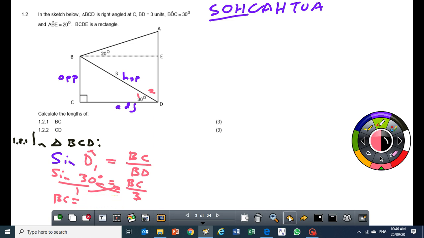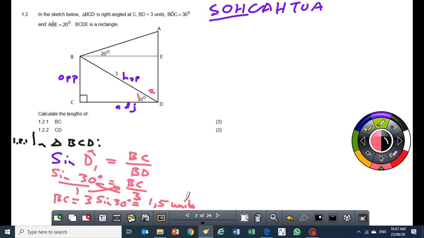So, but I think that's the opposite side. 3 sine 30, and the answer that we get will be 1,5 units. So what I did was, because I said the opposite side, I said therefore BC is equal to 1,5 units. It's not angle BC, just BC. Therefore BC is equal to 1,5.